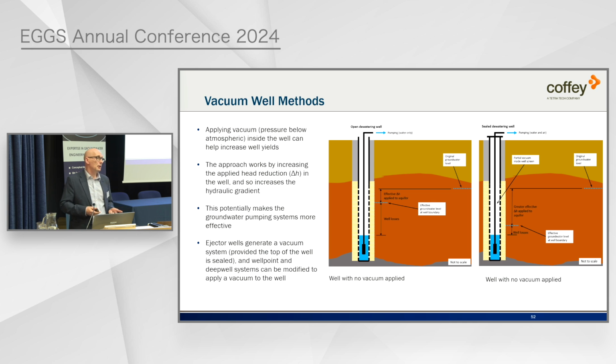Ejector wells are a really good method to do this, because if you seal the top of the well, they generate a vacuum automatically. But you can modify deep wells to apply vacuum, and you can also try and manipulate well point systems to generate a vacuum.